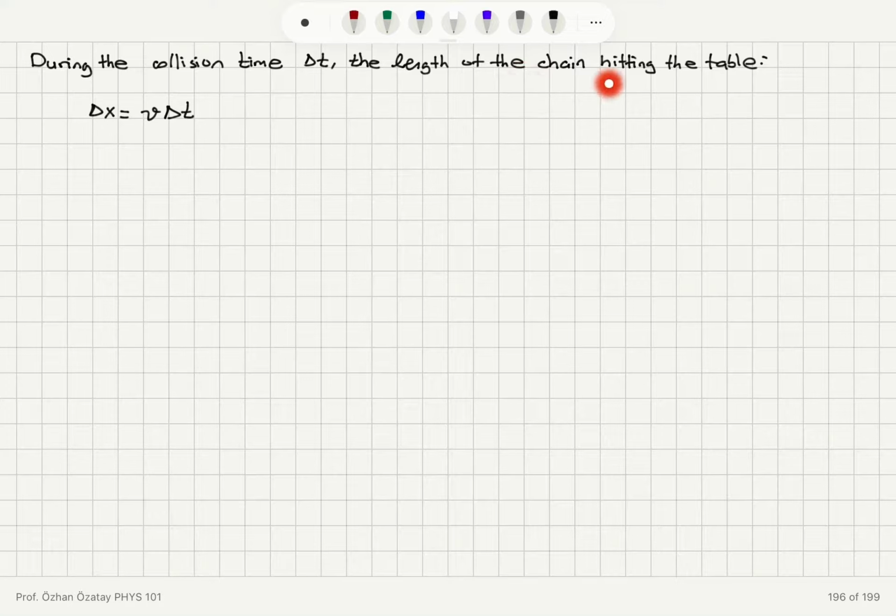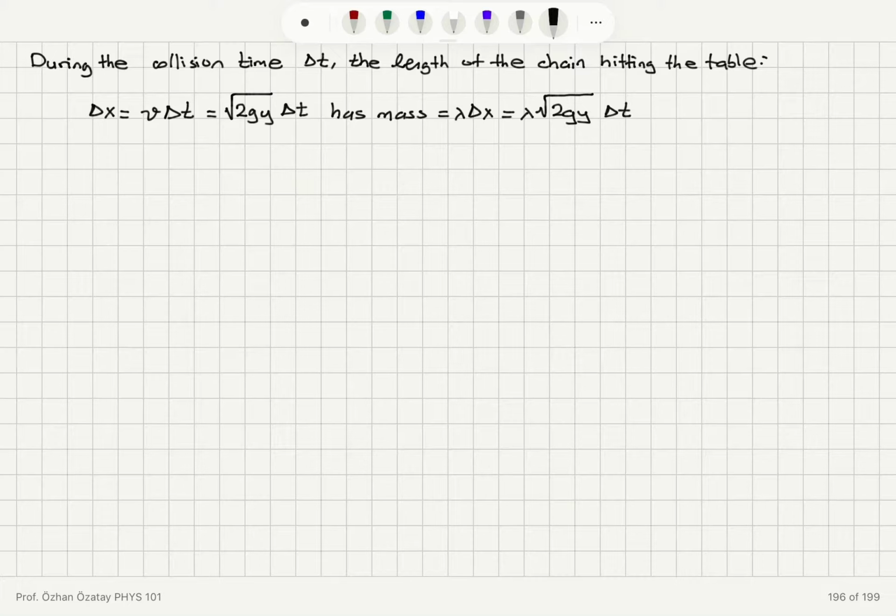So the length of the chain hitting the table in the collision time, delta t, is v delta t, which is square root 2gy times delta t, and it has a mass lambda times delta x, which is lambda times square root 2gy delta t.